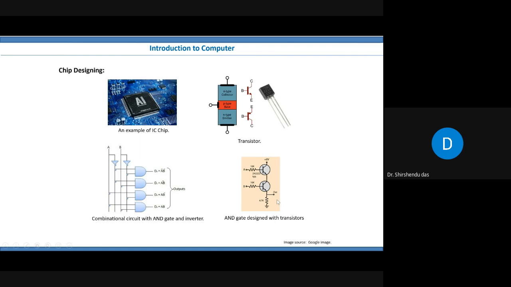So gates are not the smallest physical components. Actually, the smallest physical component used to design a chip is the transistor. And how are transistors designed? Transistors are designed from silicon. I'll not go into more detail, because this course is for computer architecture and not for chip design. So we have to draw a boundary for up to which point we should discuss.